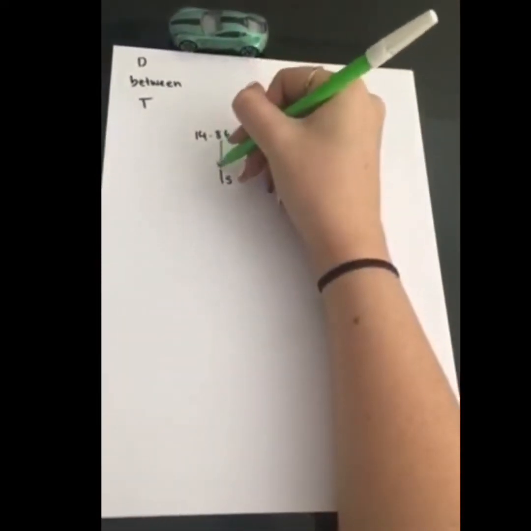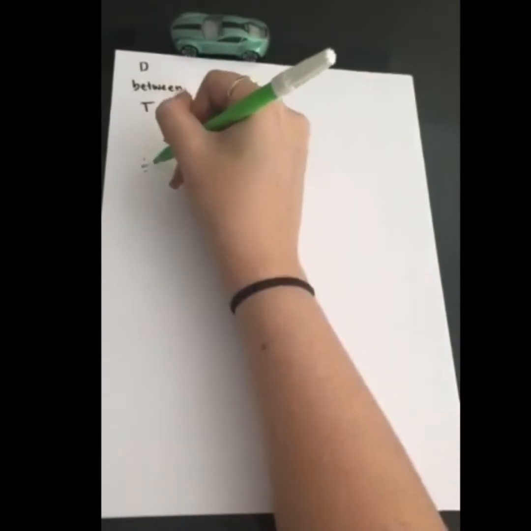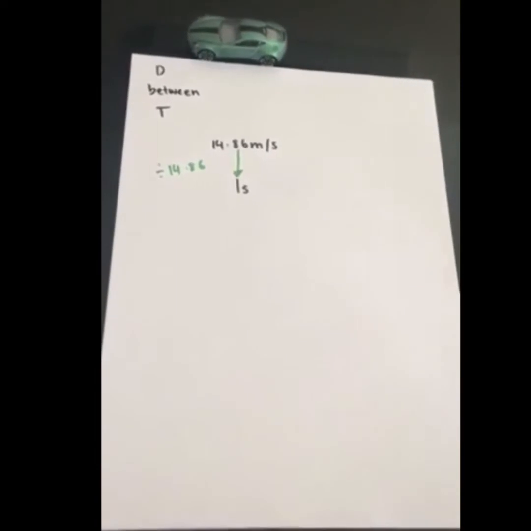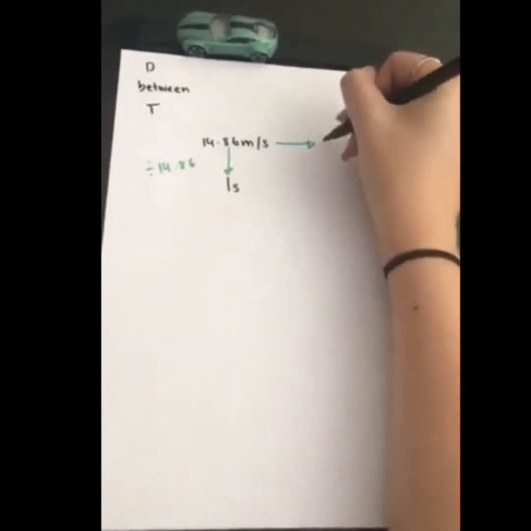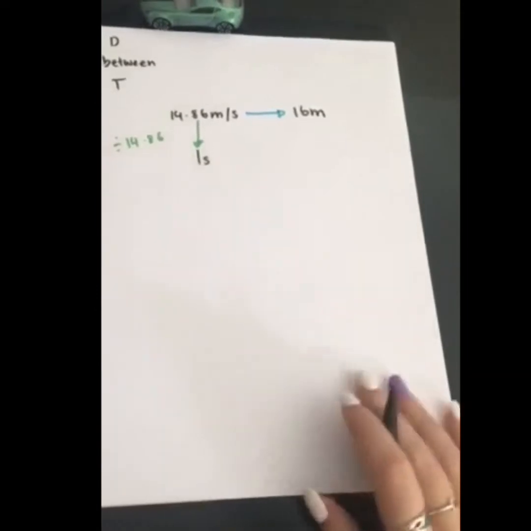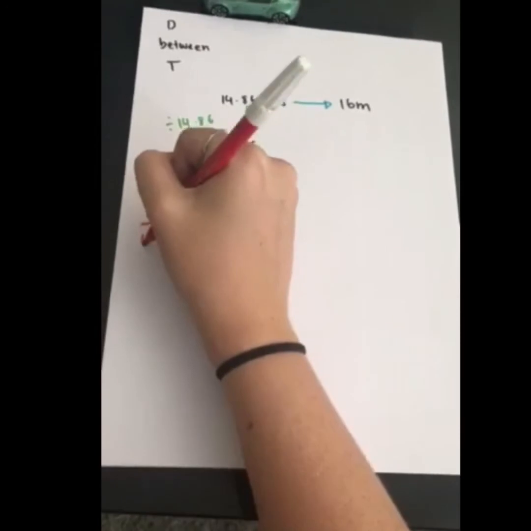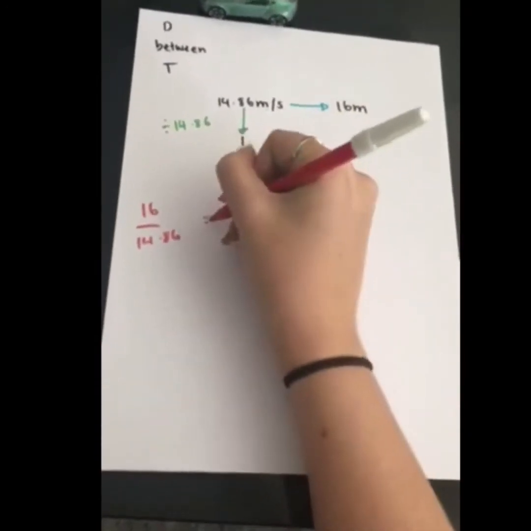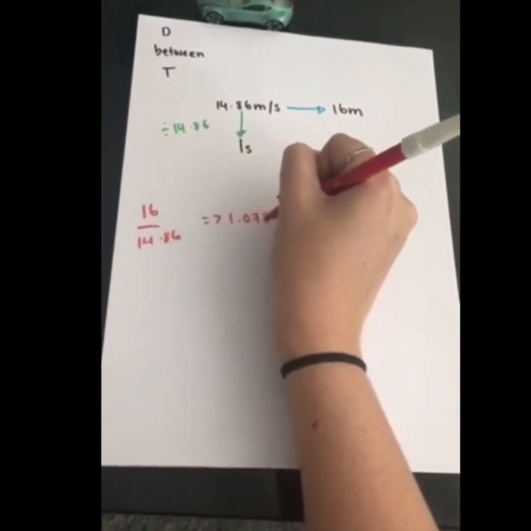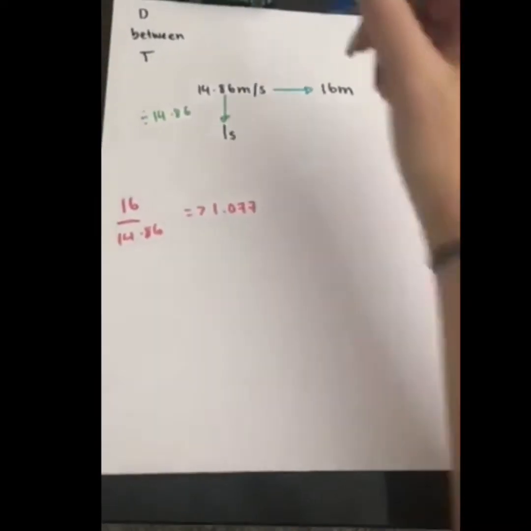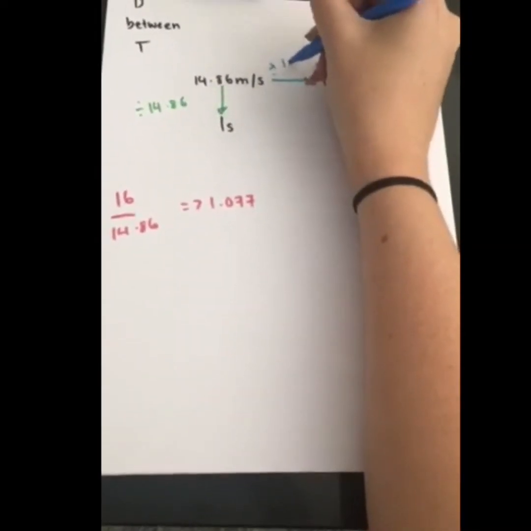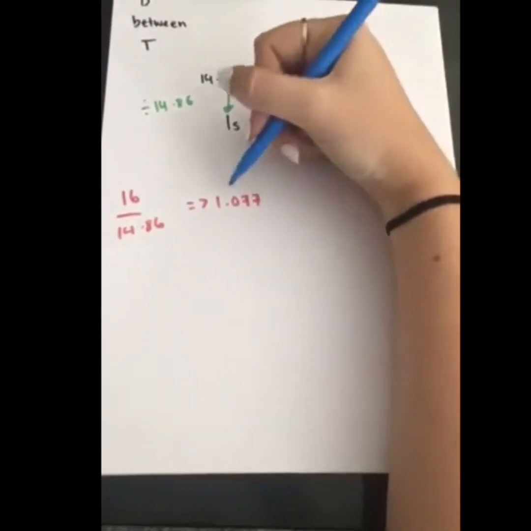To get from here to here, we've worked out we need to divide by 14.86. Going across to reach our 16-meter goal, we have worked out by dividing 16 on 14.86 and getting 1.077, that we need to multiply here by 1.077 as our answer seen down here.